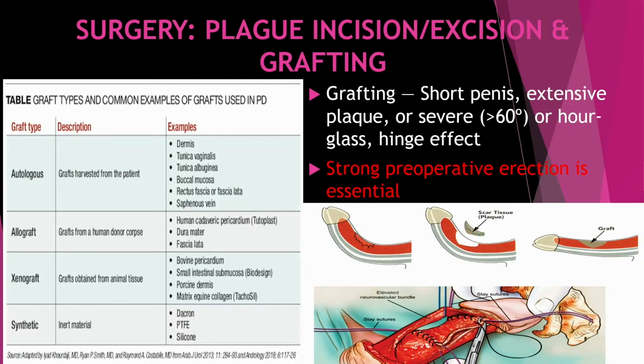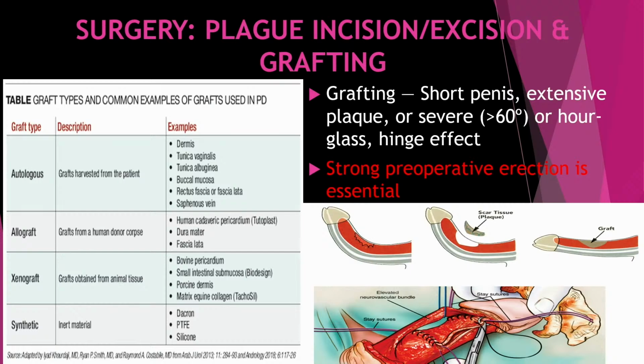So you will consider these patients for grafting, of course, when there is severe deformity, which we said is more than 60 degrees, when they have this hourglass or hinge effects, or these are twisting penis, when the penis is short, because the other option that will be there will be plication, and with a short penis, it will be worse. And when there is extensive plaque.